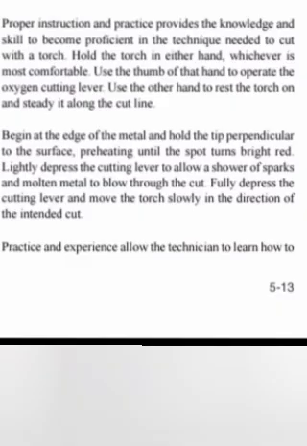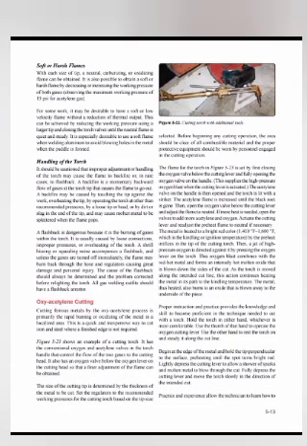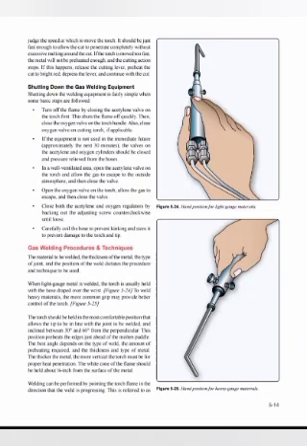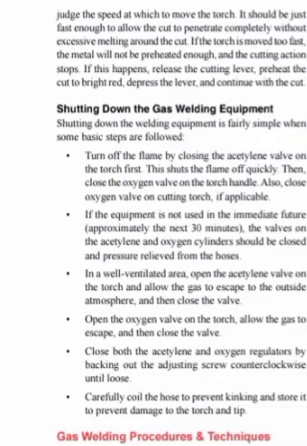Fully depress the cutting lever and move the torch slowly in the direction of the intended cut. Practice and experience allow the technician to learn how to judge the speed at which to move the torch. It should be fast enough to allow the cut to penetrate completely without excessive melting around the cut. If the torch is moved too fast, the metal will not be preheated enough and the cutting action stops. If this happens, release the cutting lever, preheat the cut to bright red, depress the lever, and continue with the cut.